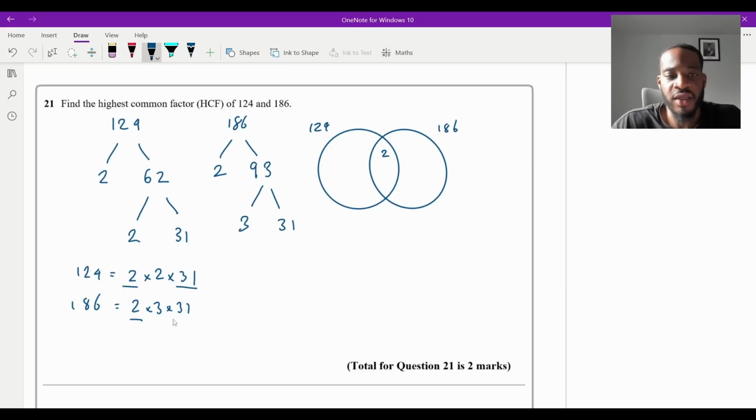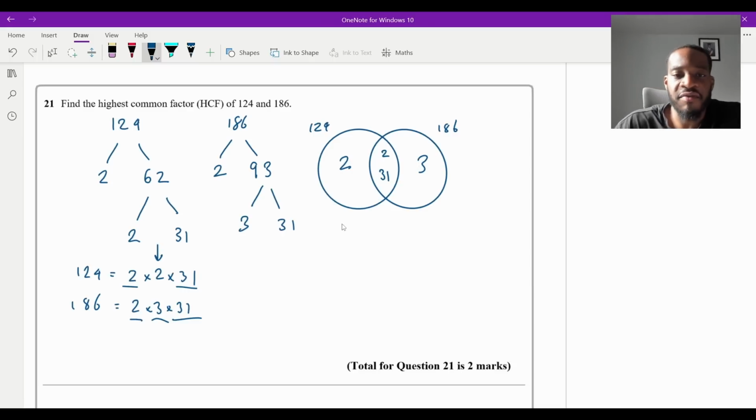They also have a 31 and a 31 in common, so that can go there. And then now the 2 isn't common in both. That will go on the outer side, the outer part of the 124. That would go there. And then this 3 would go there within it. So now the Venn diagram is done.